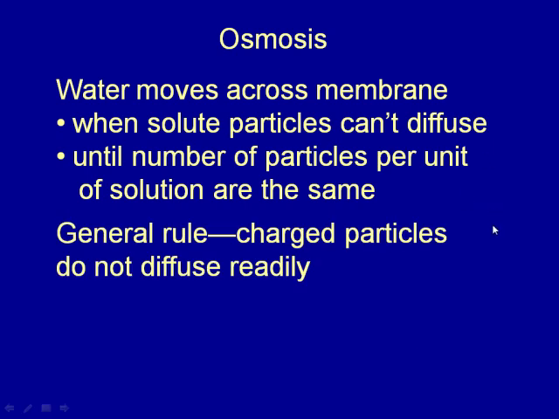As a general rule, your charged particles, your ions, do not diffuse readily across the membrane, so that whenever there's an imbalance in ions across the cell membrane, osmosis tends to play a role in equalizing those rather than diffusion.